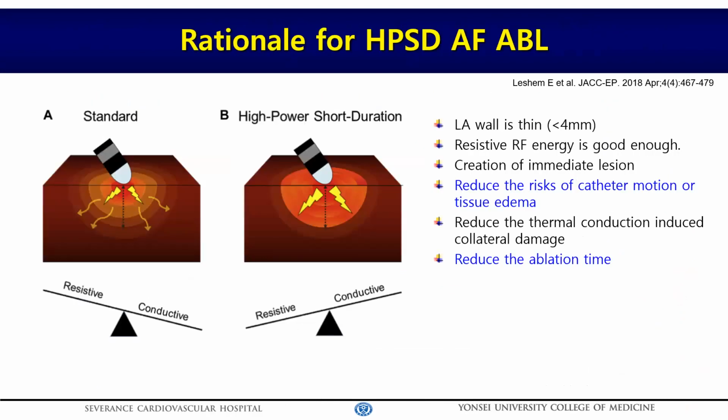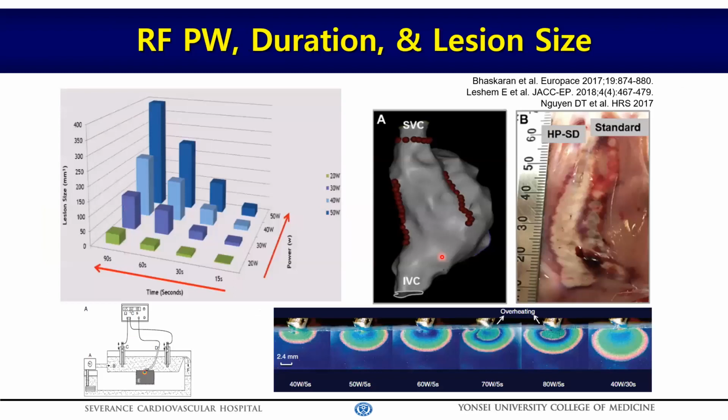Hyper short duration RF ablation aims to create RF lesions by relying on resistive heating rather than conductive heating. Since the LA wall thickness is usually less than 4 millimeters, resistive heat can create a conduction block as a primary surface lesion. Above all, since the single point ablation duration is short, the effect of catheter motion and tissue edema can be reduced, and the ablation time can also be reduced.